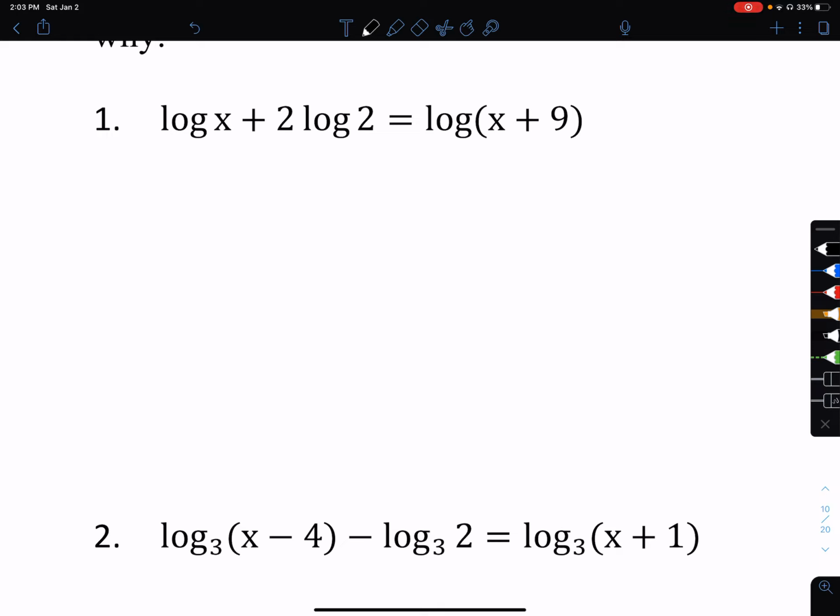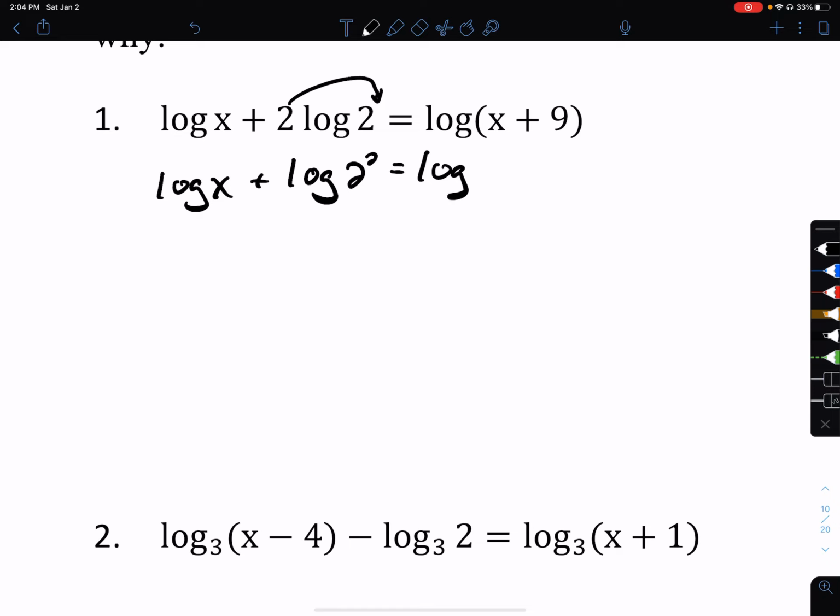We currently don't have that. On the left, we have multiple logarithms. I'd like to use the product property to condense this into one logarithm. I currently can't because of this coefficient. So I'm going to move this 2 as an exponent here and make this common log of x, plus common log of 2 squared equals common log of x plus 9.